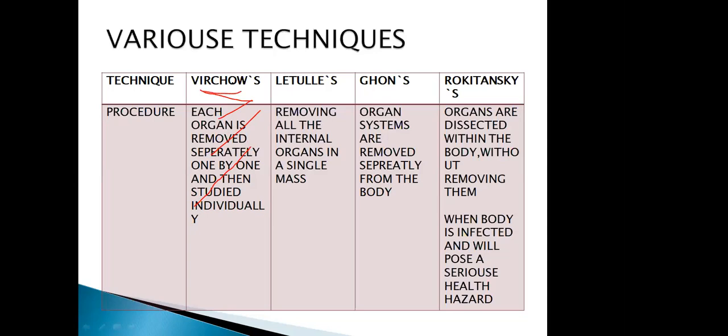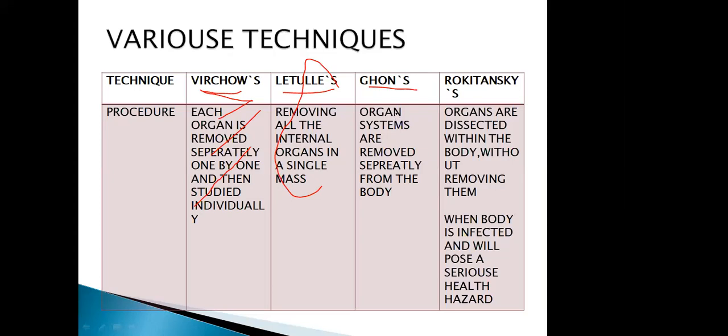Here organs are taken and dissected one by one. First the liver is taken, then the kidney, then the heart, then the lungs. One by one the organs are taken. That is called Virchow's technique. Next is Letulle's technique. Here all the internal organs are removed in a single mass, all at a time.